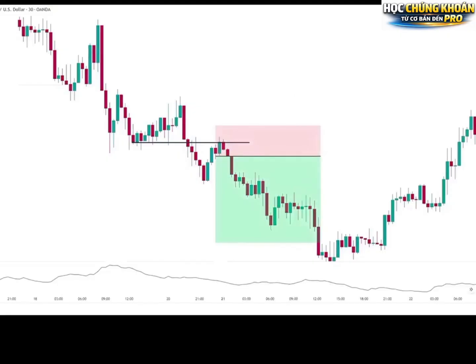Then we will open a short position when the price prints a candle closing below the lowest point of the previous one. Again, place your stop 1 ATR above the highest point of rejection, and target the next demand area.